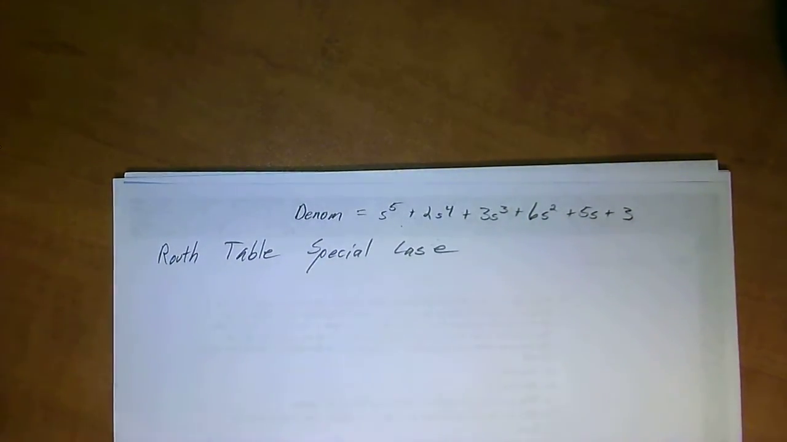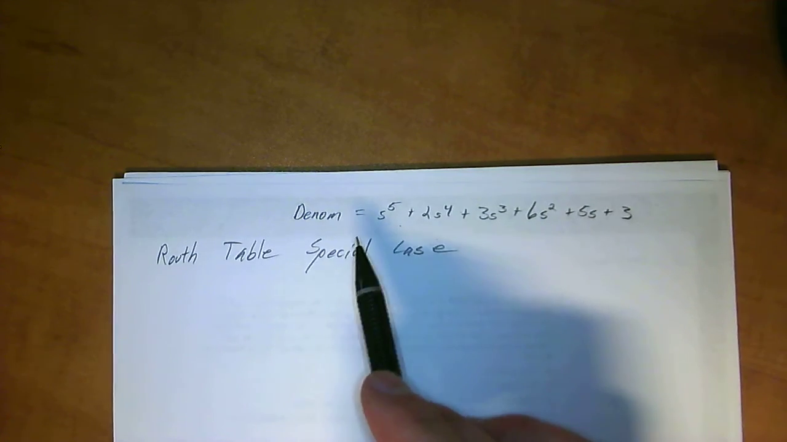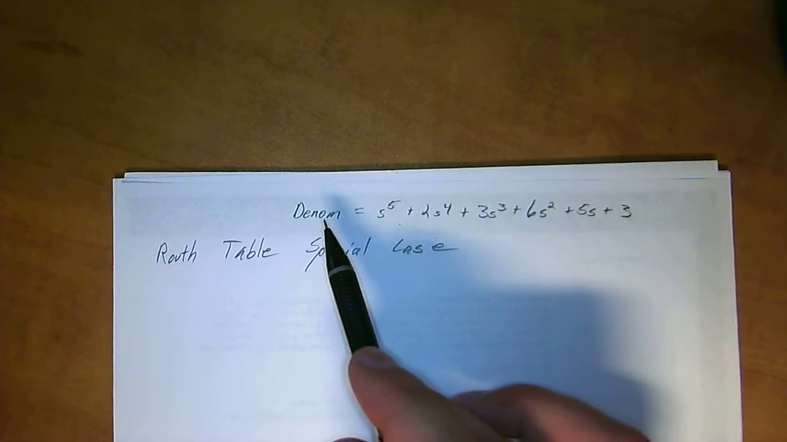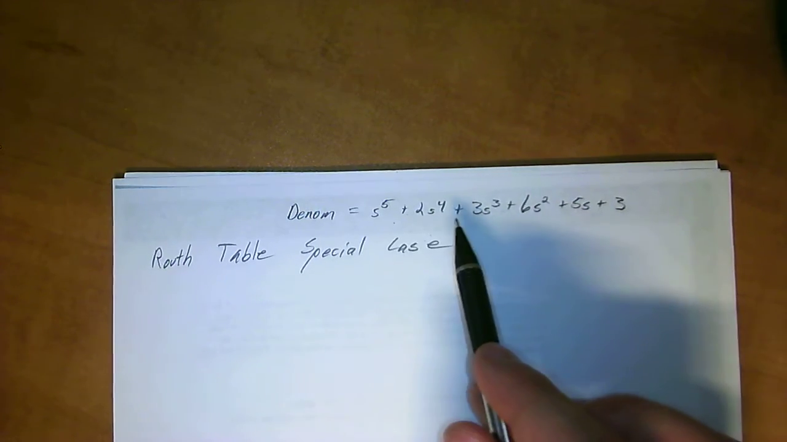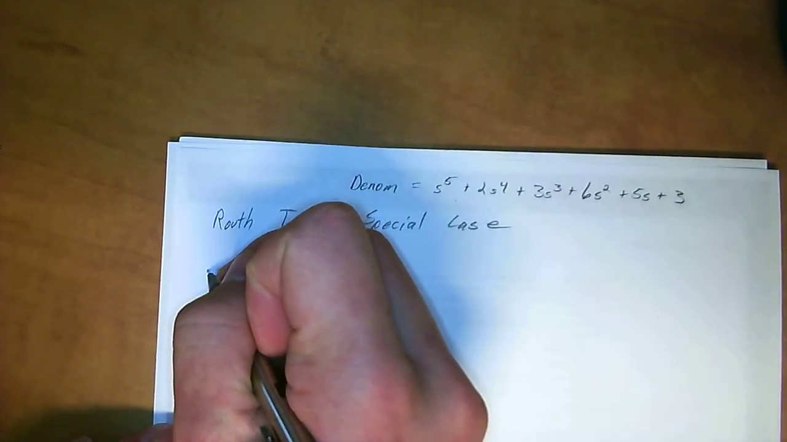Hey everybody, welcome to Control System Analysis and Design. We're going to look at Routh tables here a little bit more. We're going to look at a special case of the Routh table. So we've got a denominator here of our closed loop transfer function, which is right here. So I'm going to go ahead and create a Routh table.